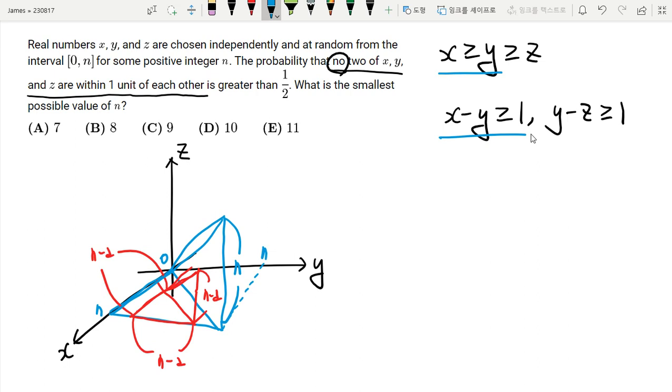So that means for the probability, we are dividing n minus 2 cubed by n cubed. And this one should be greater than 1/2.